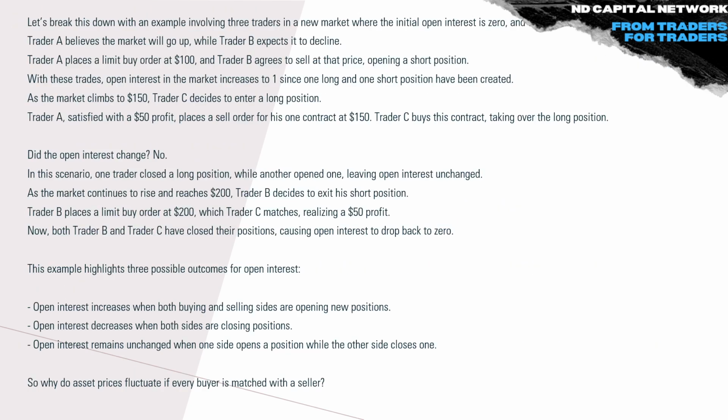So let's break this down with an example involving 3 traders in a new market where the initial open interest is 0 and the price is 100. Trader A believes the market will go up while trader B expects a decline. Trader A places a limit buy order at 100, and trader B agrees to sell at that price, opening a short position. With these trades, open interest in the market increases to 1, because you have one long and one short being created.